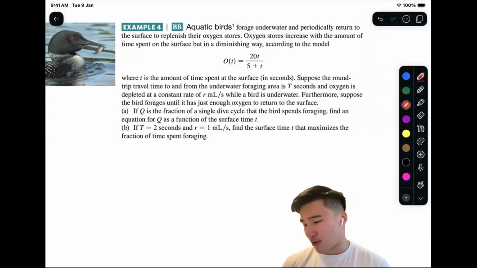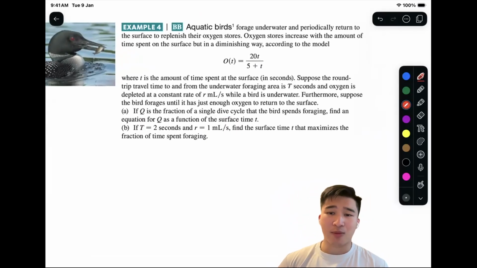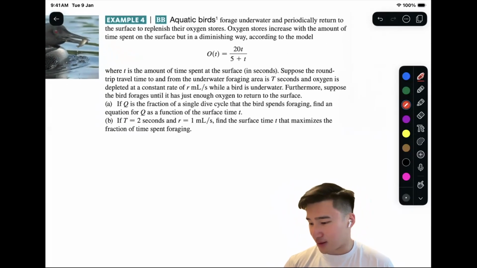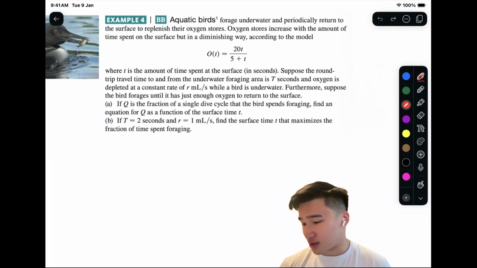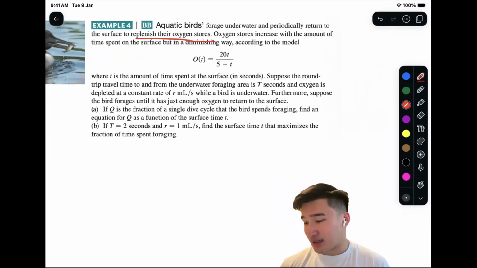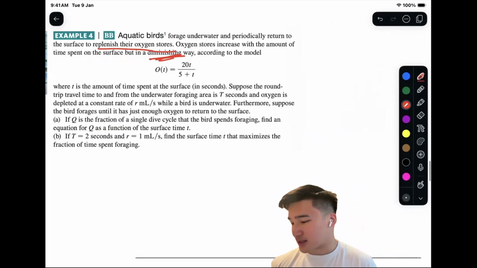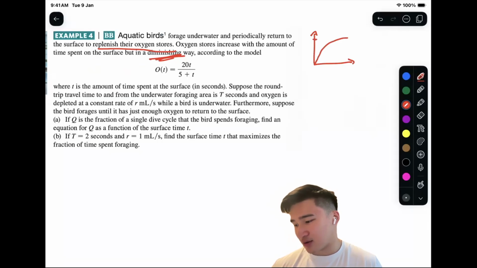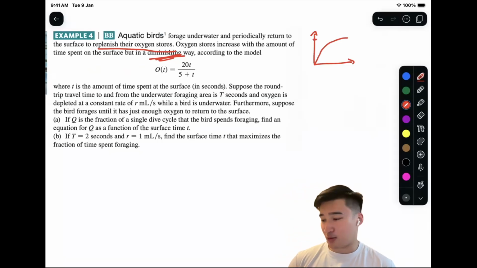Aquatic birds forage underwater and periodically return to the surface to replenish their oxygen stores. Okay, that makes sense, right? They have to come back to breathe, to replenish their oxygen. Oxygen stores increase with the amount of time spent at the surface, but in a diminishing way. So I guess it's going to be something like this, right? Our oxygen in our lungs is going to go like this and kind of plateau, and this is the maximum oxygen that we can use.